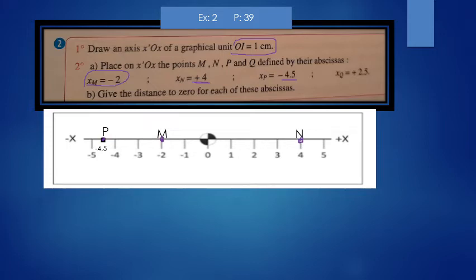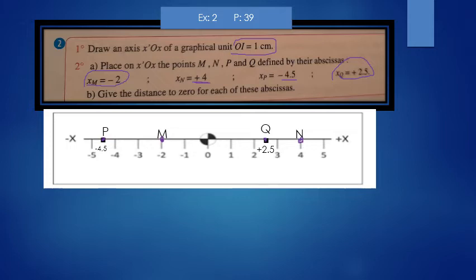Point Q of abscissa plus 2.5. 2.5 means between 2 and 3, and it has a positive sign, so here is where we put point Q. Did you notice that? It's so easy, but I have to concentrate. Now, give the distance to 0 for each of these abscissas. Okay, what's the distance of M, Q, N, and P with respect to 0?